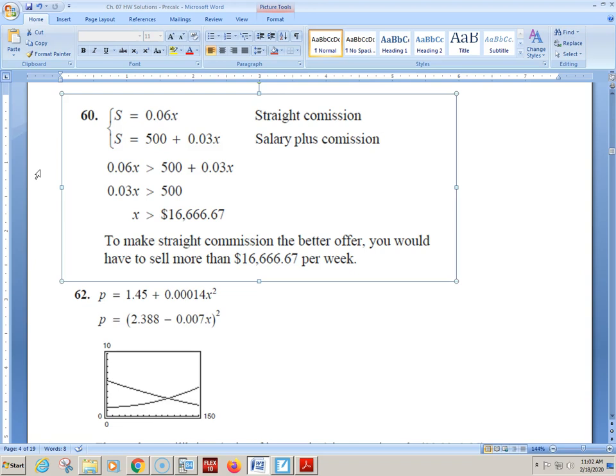So they were asking, okay, well, when is the 6% a better deal? Because if you don't sell anything, this one you at least make money. This one you make nothing. So how much would you have to sell? So that's the intersection point.